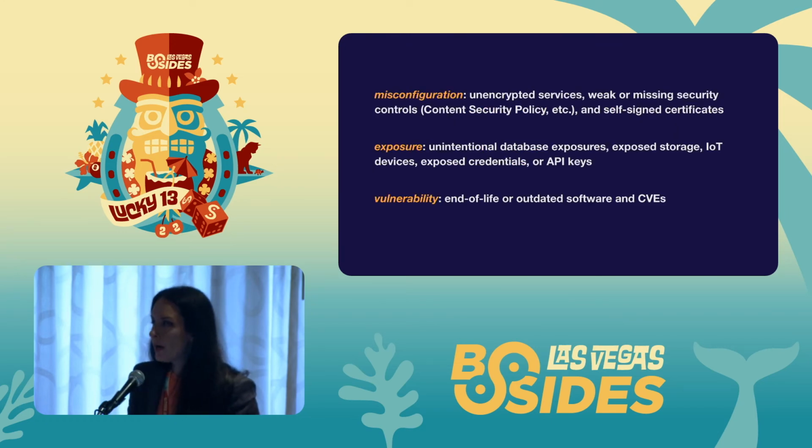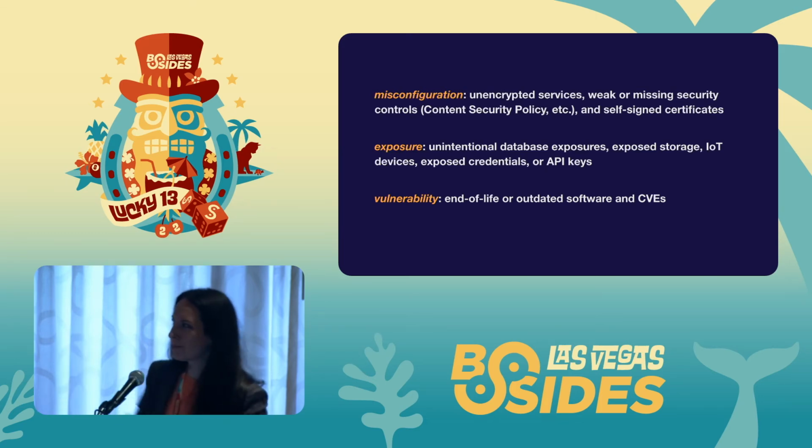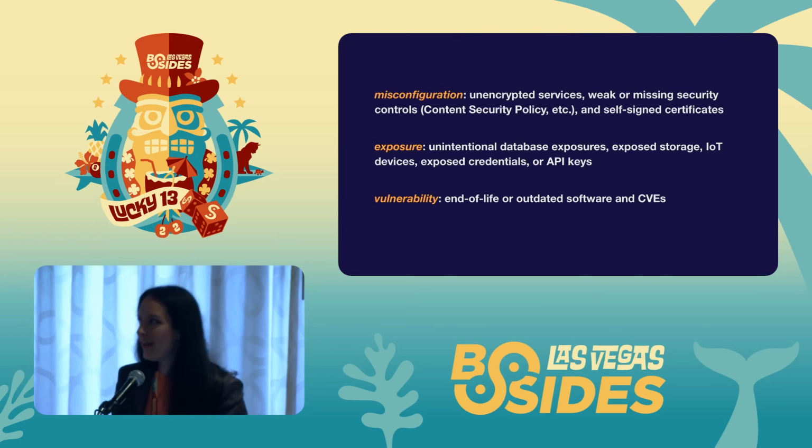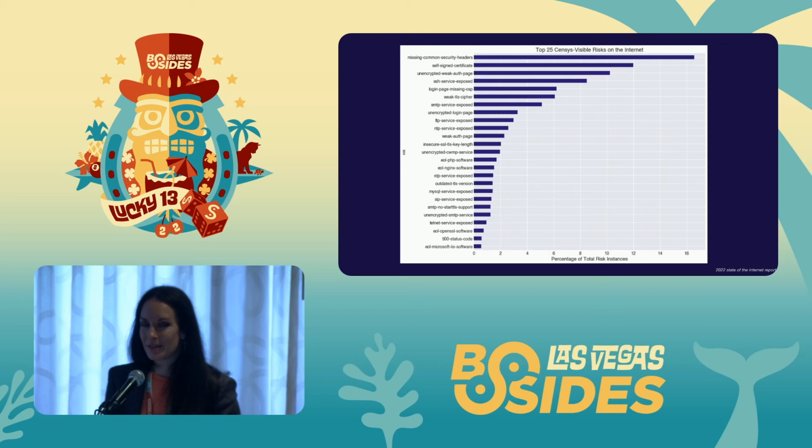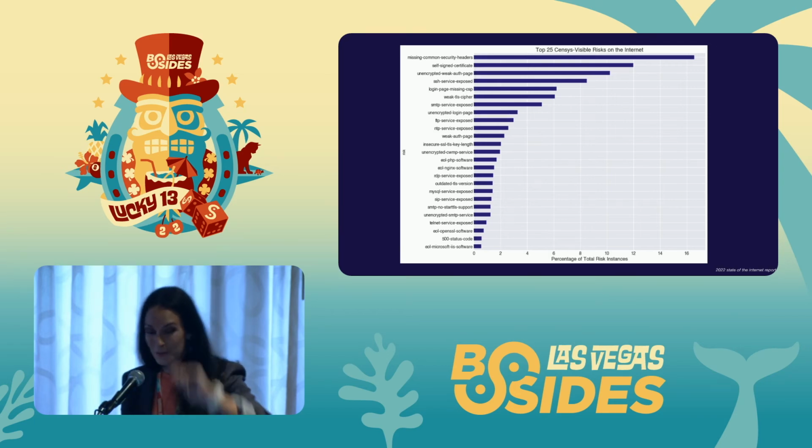So we group our risks and vulnerabilities into 3 categories. You can see them here. I won't read these definitions to you. But I'm curious, by show of hands, how many people think misconfiguration is the top risk on the internet? I'm going to ask about all of them. Okay. How many of you think that exposures are the top thing we see on the internet? Okay. How about vulnerabilities? How many of you think vulnerabilities are the things that we see most of? Okay. All right. I'm going to give you a cliffhanger here for a moment and just talk about the risks themselves.